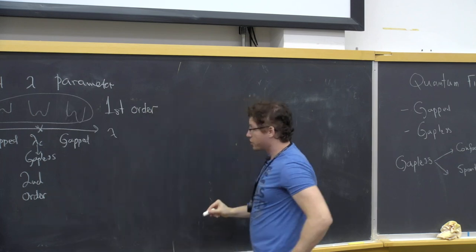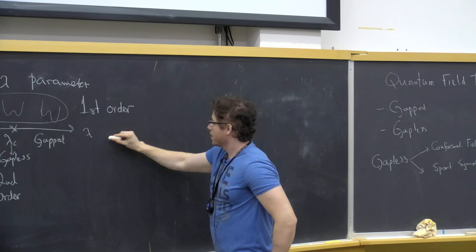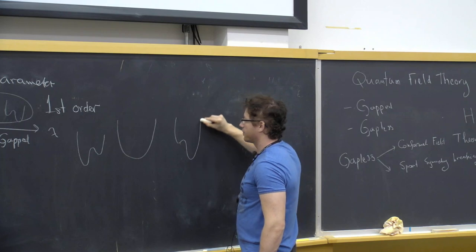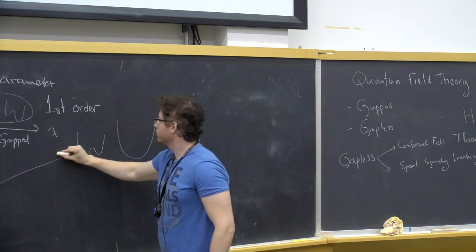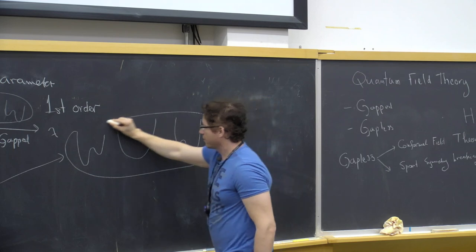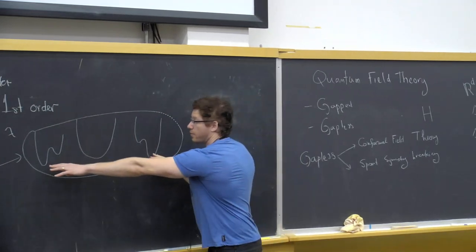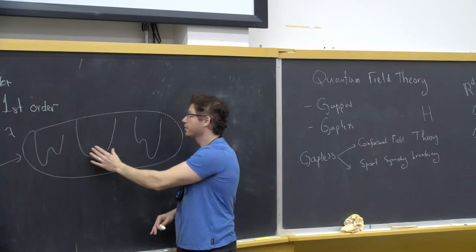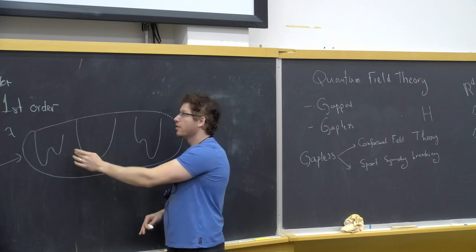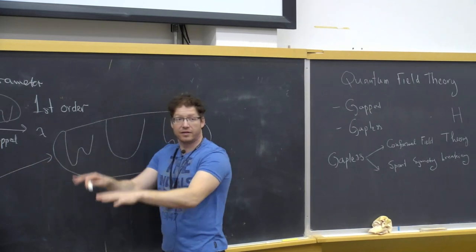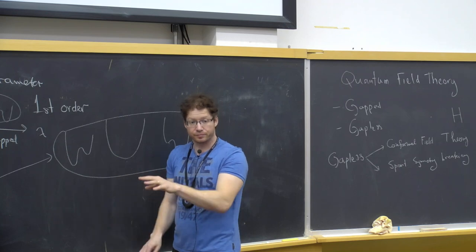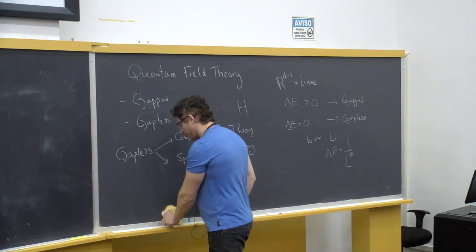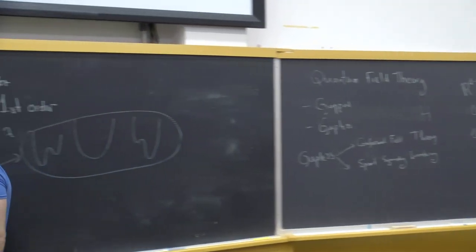So in pictures, a first order transition looks like that. And a second order transition looks like that. OK? So this is second order. So when you have two gapped vacua, which are different, the transition between them could be through the merging of these two points, which leads to a massless particle here. Or it could be through just the fact that the energy of these two gapped states changes.